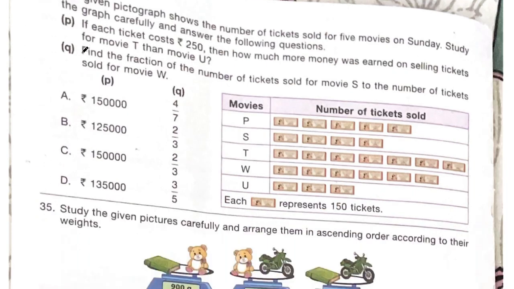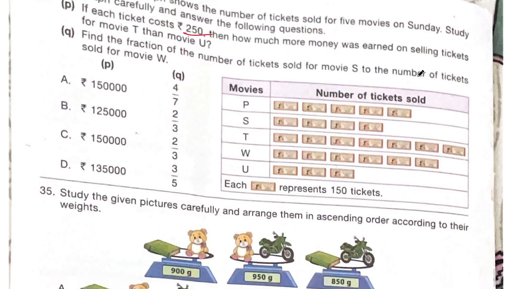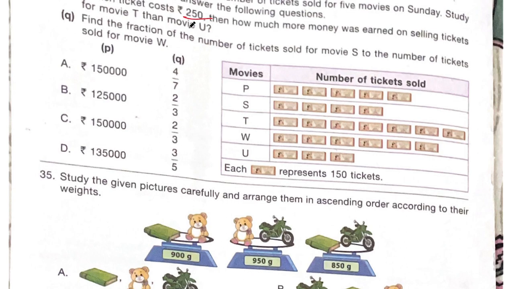Question 34 is, the given pictograph shows the number of tickets sold for 5 movies on Sunday. Study the graph carefully and answer the following questions. If each ticket cost rupees 250, then how much more money was earned on selling tickets, movie T or movie U? We have to compare movie T and movie U.